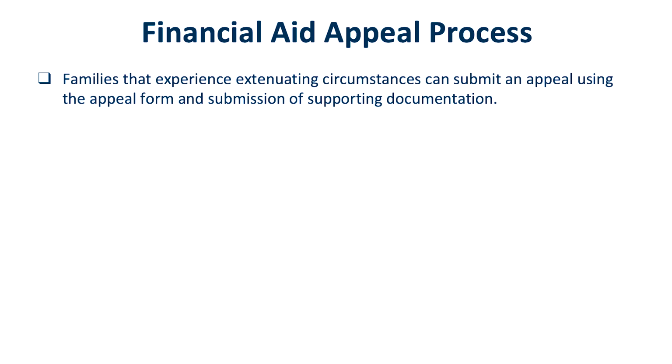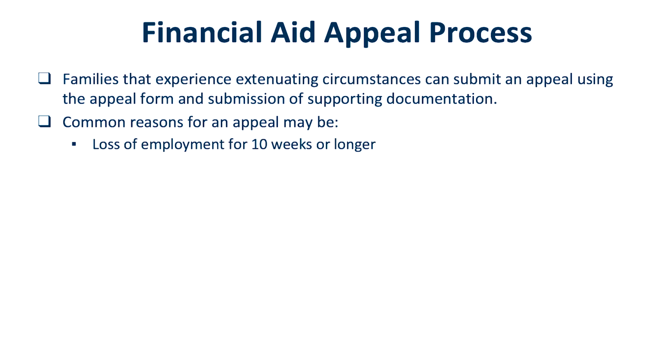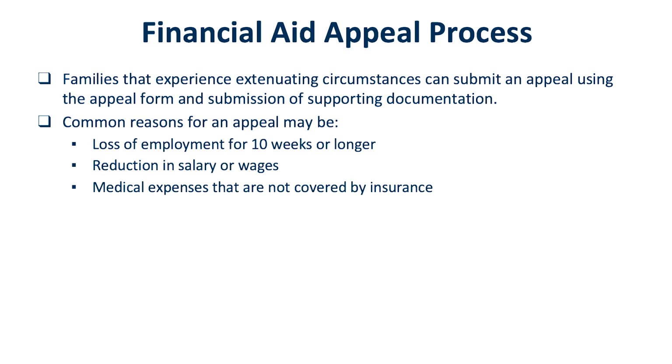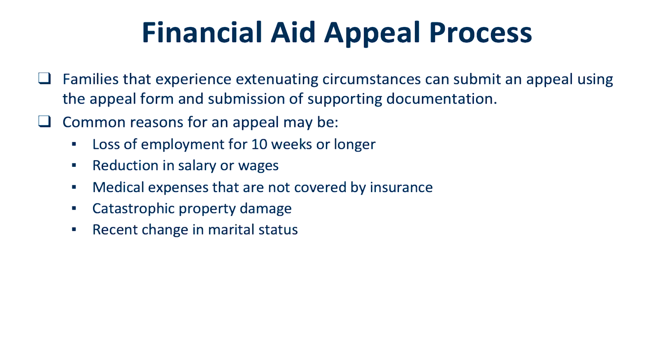You must, one, fill out a reconsideration appeal form, which is signed by student and parent, explaining things like loss of jobs, death of a loved one, medical expenses, and things that can drastically reduce and change what was reported on the FAFSA. Common reasons for appeals can be things like unemployment for 10 weeks or longer, reduction in salary, medical expenses that are not covered by your insurance, catastrophic property damages, and we have many students from Florida do that because of hurricanes and floodings over the last couple of years, and recent change in marital status.